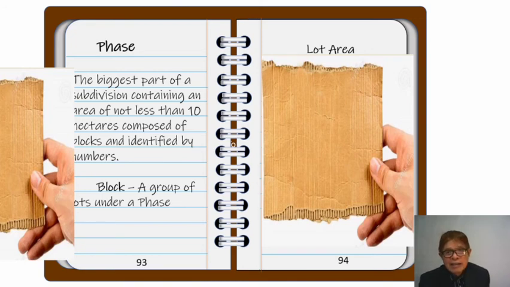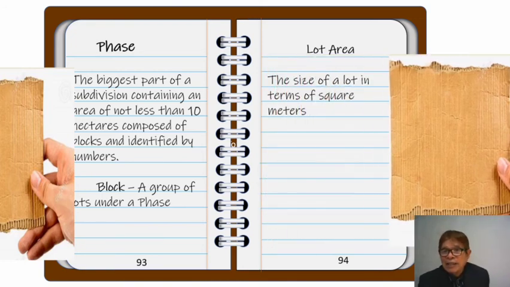Lot area is the size of a lot in terms of square meters. Lot area is the quantity of lot, and it determines the price by multiplying it with the price per square meter. The average size of the lot area will also determine whether the place is high-end, middle-end, or low-cost.